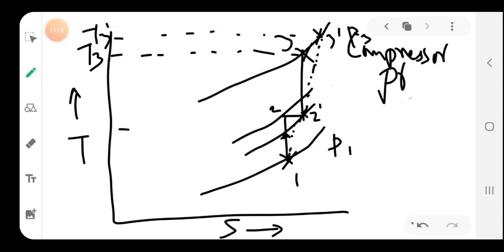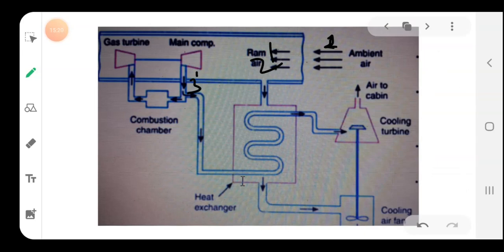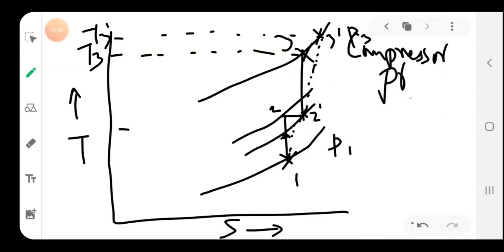Okay, from T3 dash, what will happen? It will lose some heat to some state 4, at constant pressure, since it is undergoing cooling in the heat exchanger. It will undergo constant pressure cooling to state 4. So along the same constant pressure line, from 3 dash to some 4, this temperature will be T4. The temperature will get reduced to state 4.